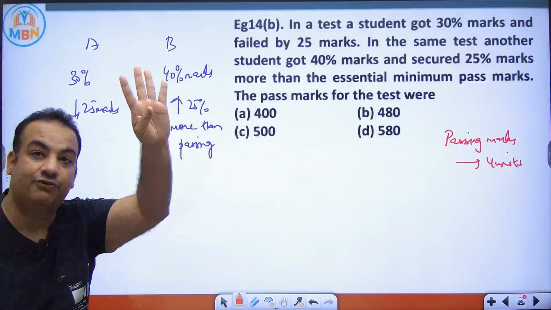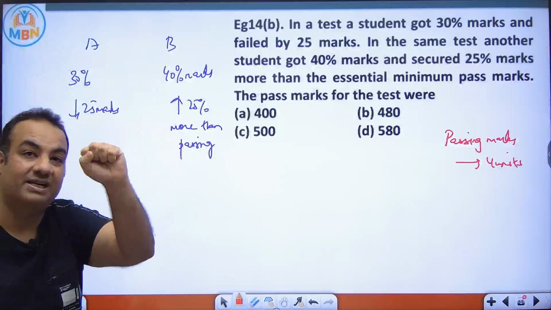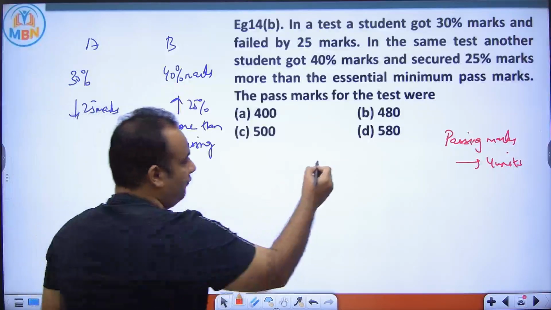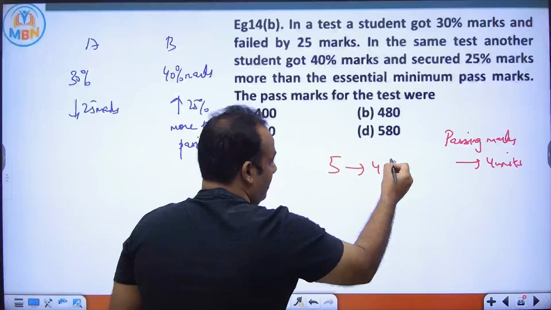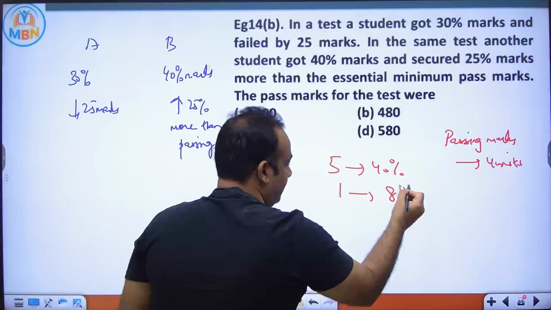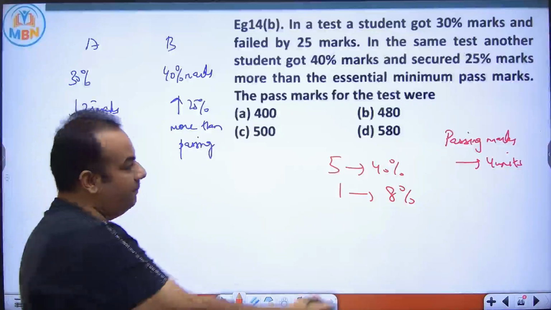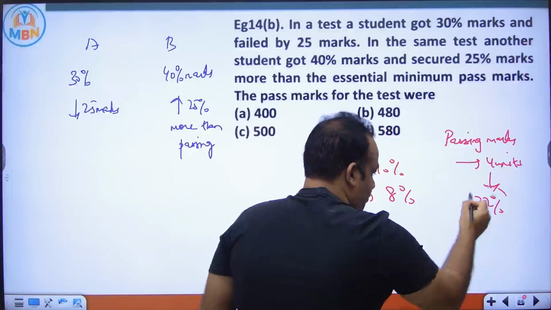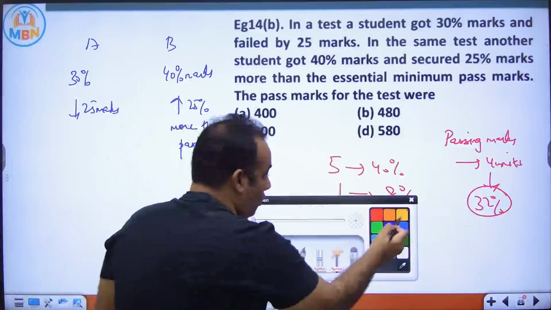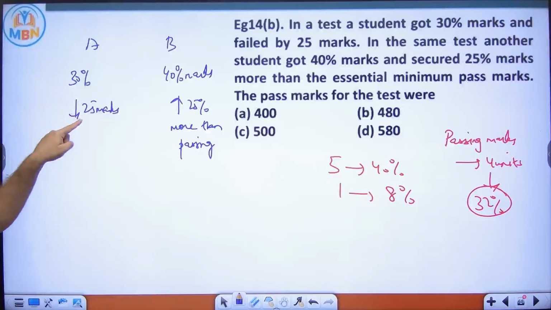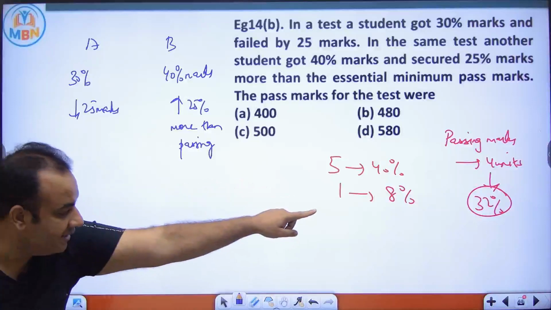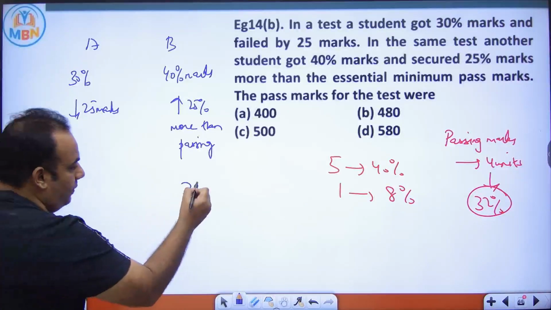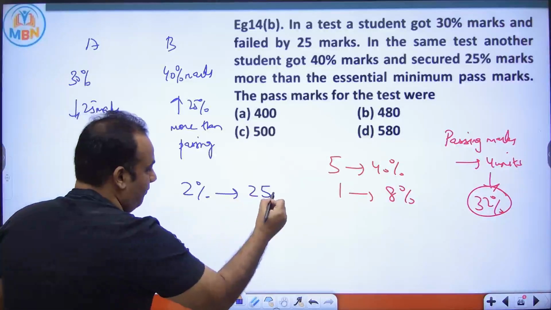So if passing marks are 4 units, the second candidate got 5 units, and that 5 units is equal to 40%. So if 5 units is 40%, it means 1 unit is 8%. And if 1 unit is 8%, passing marks are 32%. So the first candidate who got 30% marks failed by 25 marks. Passing marks are 32%, he got 30%. So the gap is 2%. So 2% is equal to 25 marks.